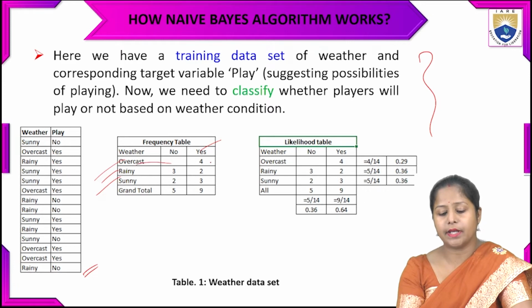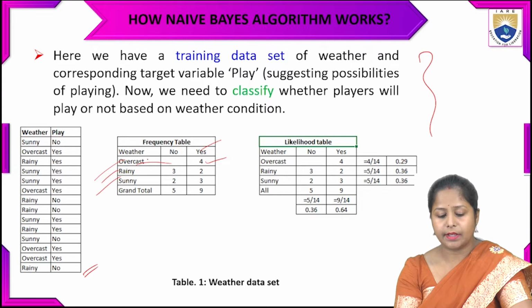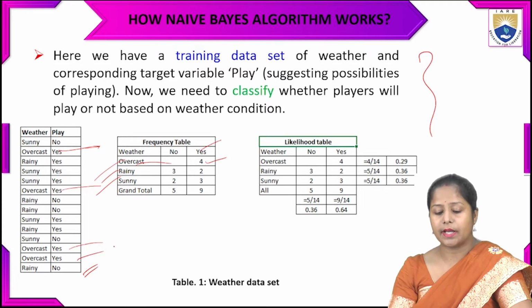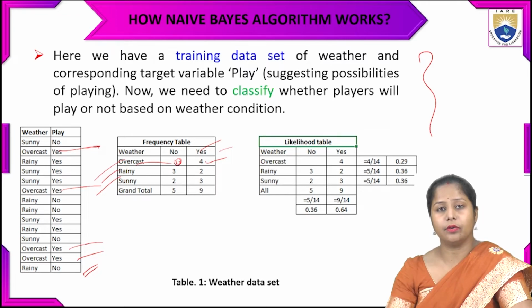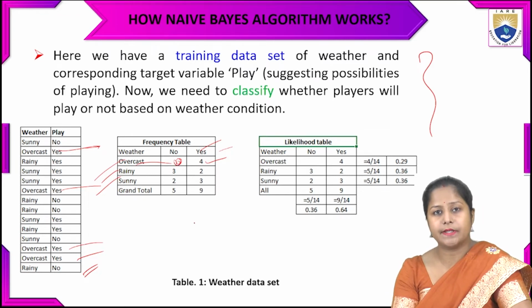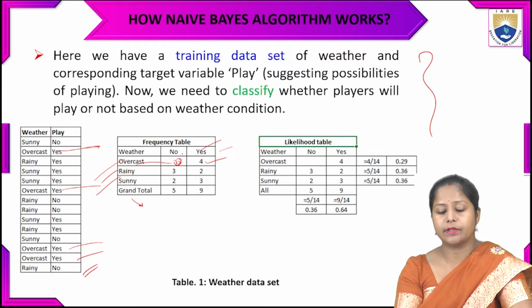For overcast, how many times is yes there? Four times. If we check, yes, this is 1, 2, 3, and this is 4. So four times yes, and no is nothing, that is 0. Like this we have to make a frequency table, and we have to do the grand total of the same yes and no class levels. For yes, the grand total is 9. For no, the grand total is 5.